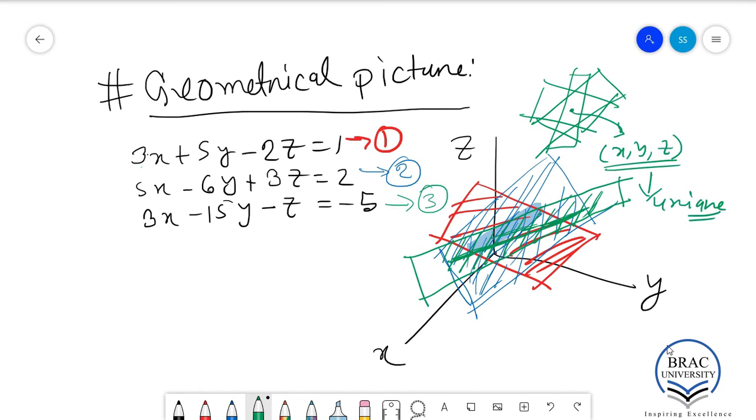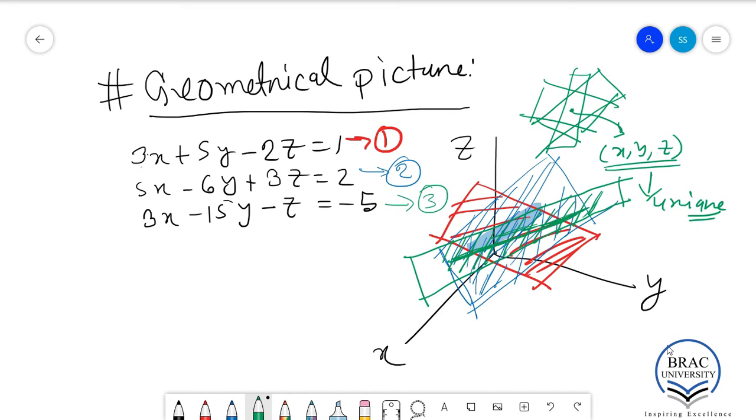Remember, we are always assuming this system is solvable and has a unique solution, because there might be cases where the system will not have a unique solution. Sometimes there will be infinitely many solutions, and sometimes there can be no solution at all. And this is the geometrical picture for the three-dimensional case.